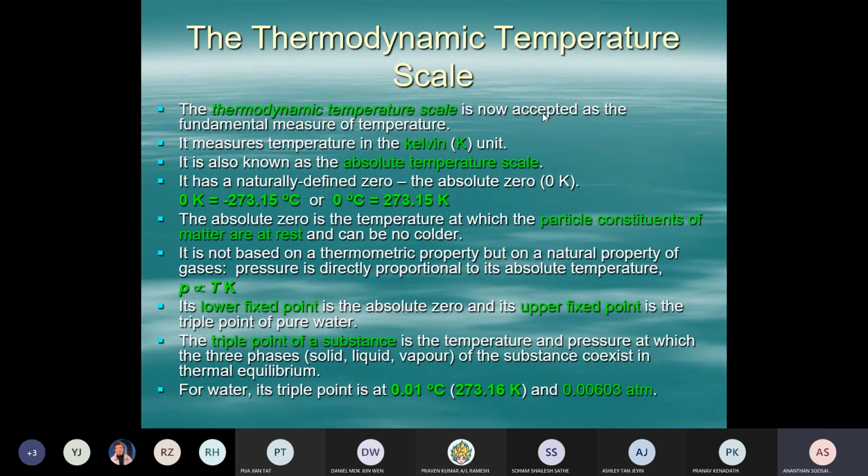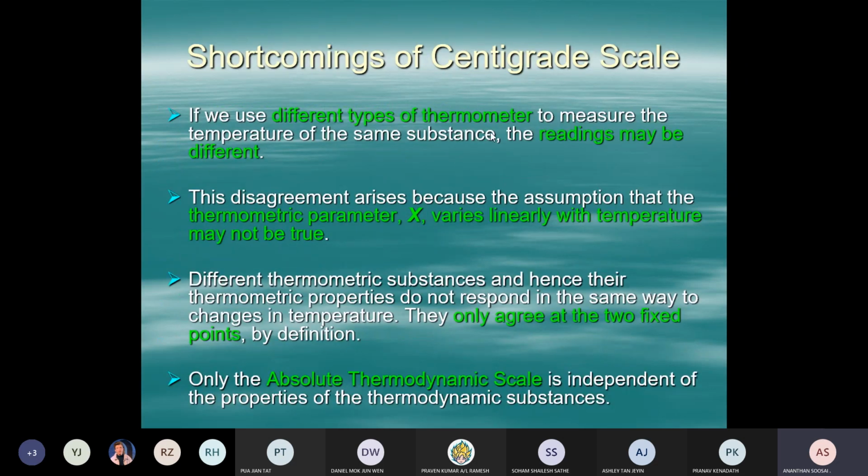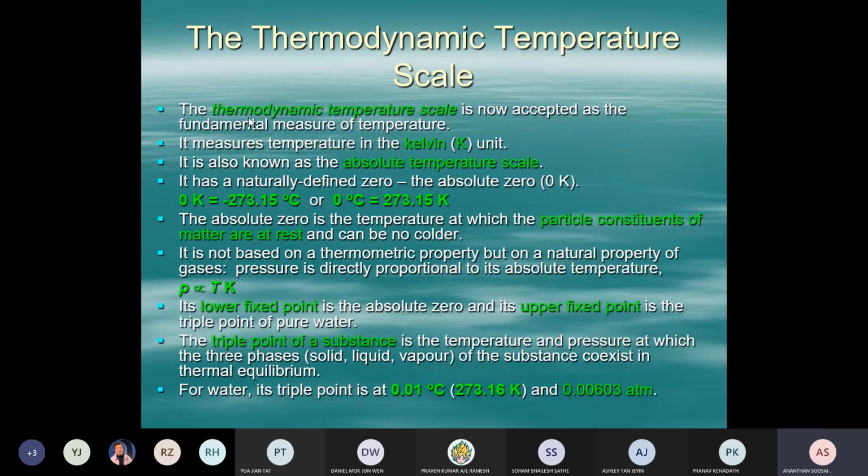Okay, so a lot of words. We just focus on the highlighted wording, the green color. This is called the thermodynamic temperature scale. The thermodynamic temperature scale is now accepted as a fundamental measure of temperature. This scale measures temperature in terms of Kelvin. The earlier scale measures in terms of degree Celsius. The thermodynamic scale measures in terms of Kelvin. It is also known as the absolute temperature scale. You can call it a thermodynamic temperature scale, or you can call it an absolute temperature scale.